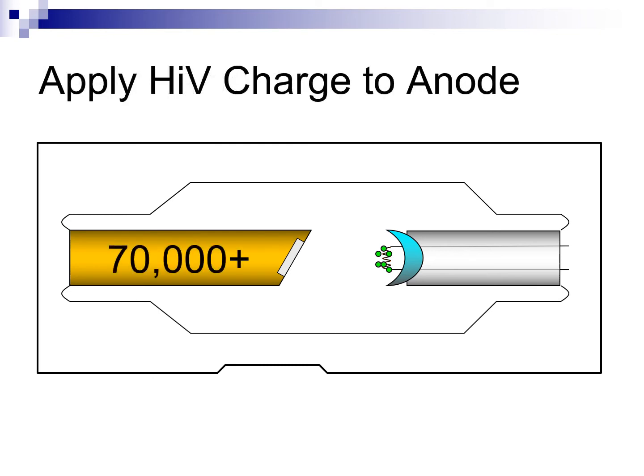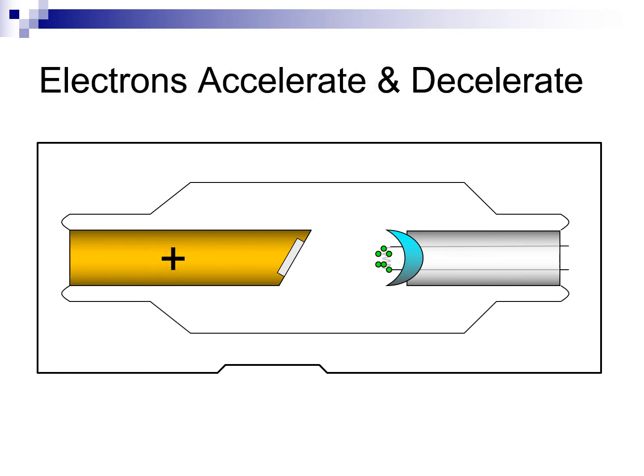In the next step, a high voltage charge from 40 to 130 kilovolts is applied to the anode. This will cause the electrons, loosened up by the hot cathode, to accelerate toward the anode. At this point, the electrons will move from the cathode to the anode. As the electrons accelerate, they gain energy, enough energy to produce X-rays. When accelerated, the electrons are traveling at a fraction of the speed of light.